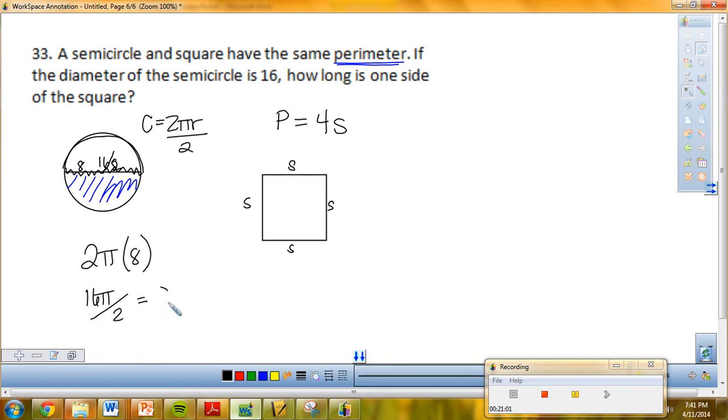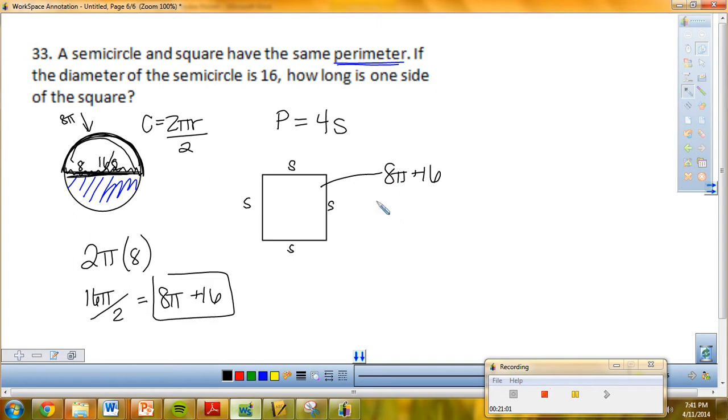So my circumference of the top piece only is 8 pi. But I have to remember, I want the whole perimeter. So this is 8 pi on top plus 16. That's the perimeter of my semicircle, which is the same perimeter as my square. So I know that this perimeter is also going to be 8 pi plus 16.